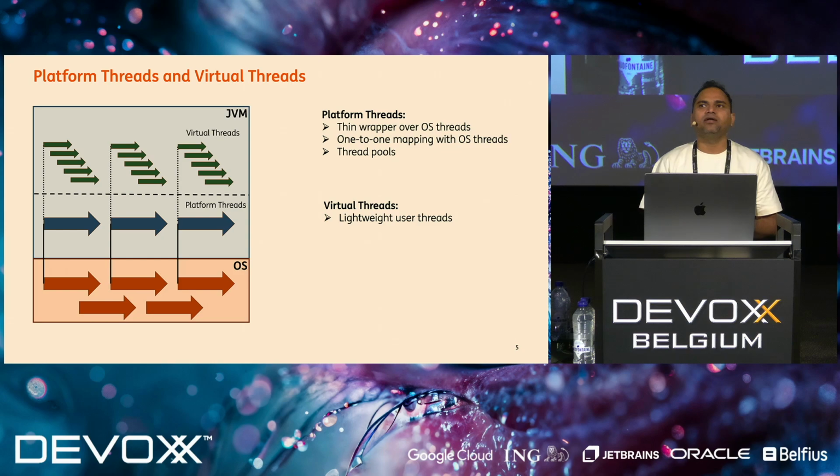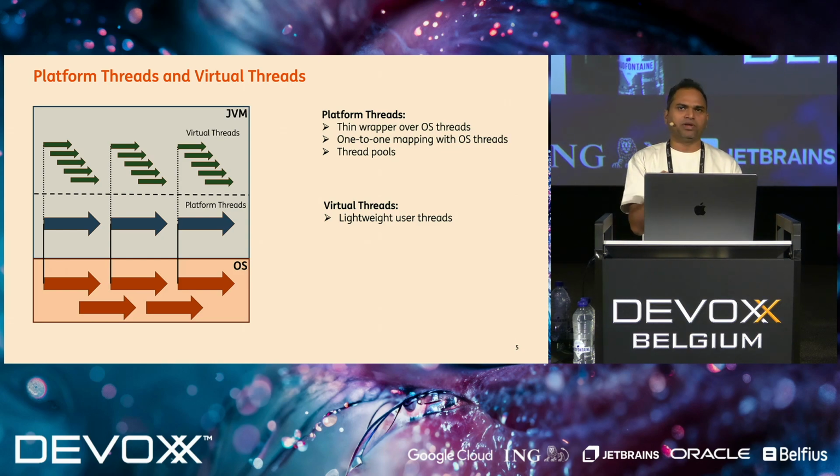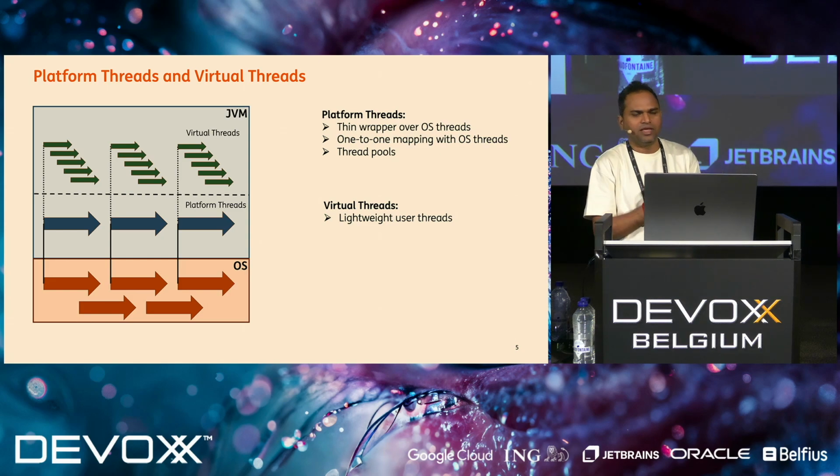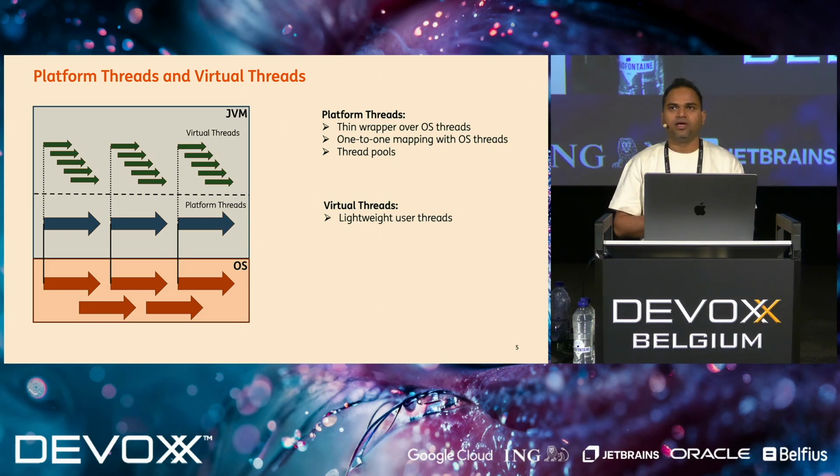Virtual threads, on the other hand, are lightweight user threads. Lightweight meaning they require significantly less memory, and therefore we can create them in abundance. We can create thousands or even millions of virtual threads, and that makes them highly scalable. There's actually one more thing that makes them highly scalable, and we will see that on the next slide.